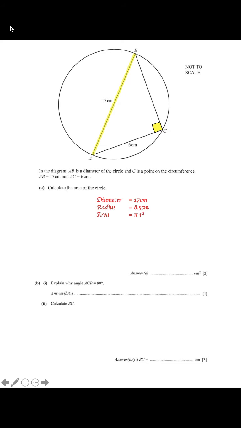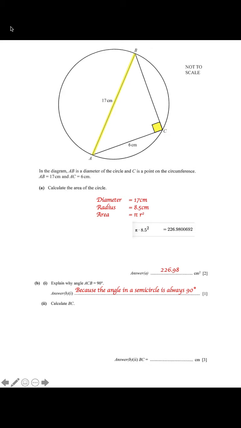So once again, pi r squared. Diameter is 17, so the radius is half of that, 8.5, and the area is pi r squared, so just stick pi r squared with a radius of 8.5 into Desmos, and 226.98 and a bit. A sensible level of rounding is 226.98, or even 227 would have been sensible there. Explain why angle ACB is 90 degrees. So as I said, because the angle in a semicircle is always 90 degrees.